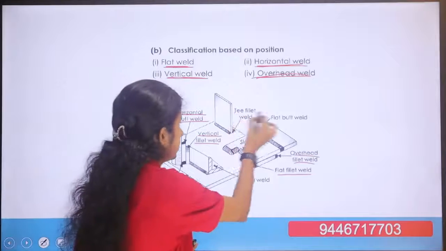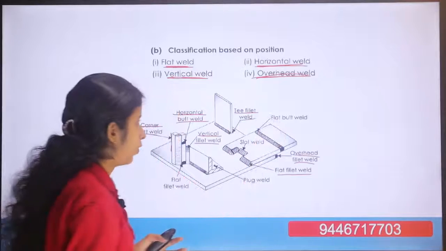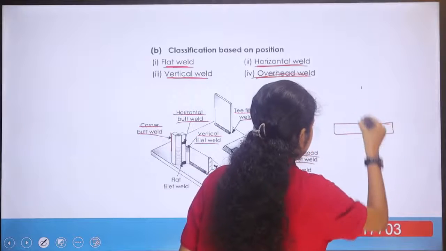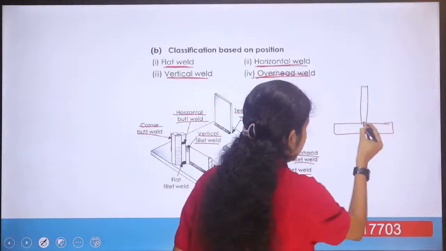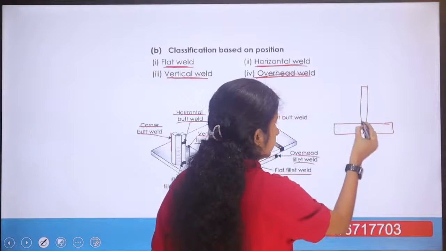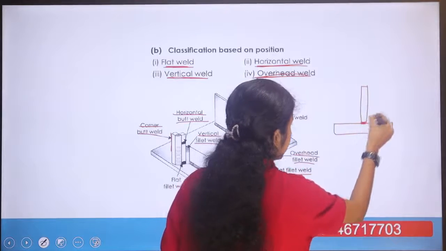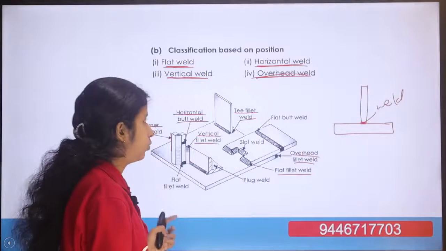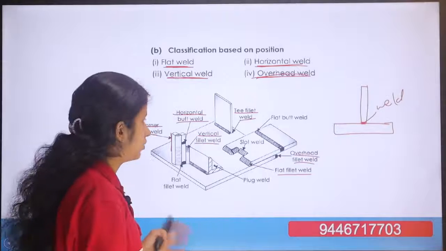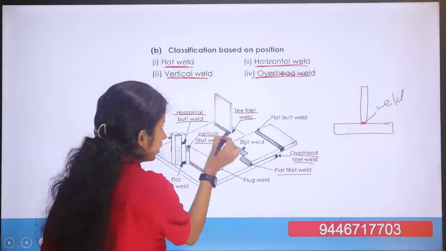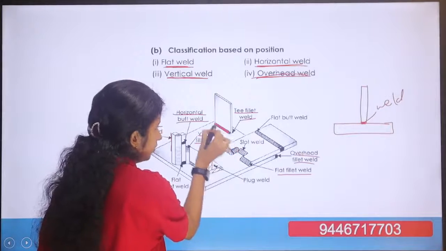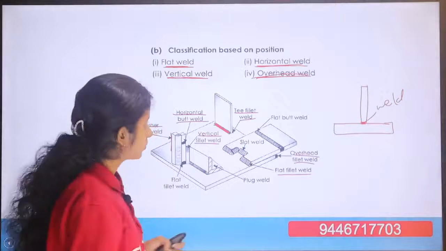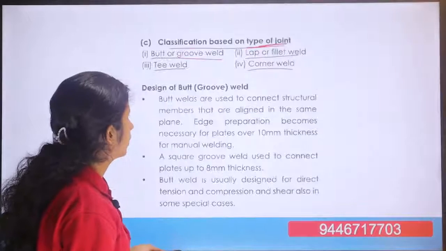Next is T-weld. Here it is a T-weld if the two plates are connected like this and welding is applied on this side, in this section. That is known as T fillet weld. We can see that the welding is provided between this plate and this plate.